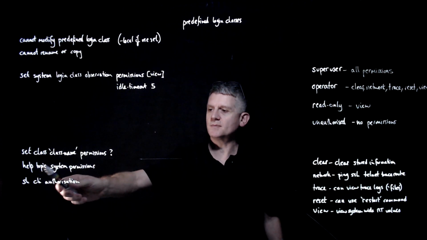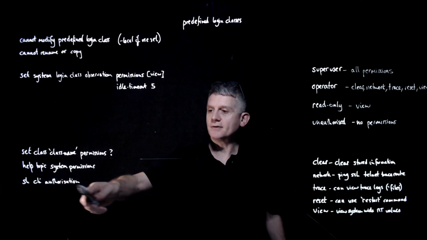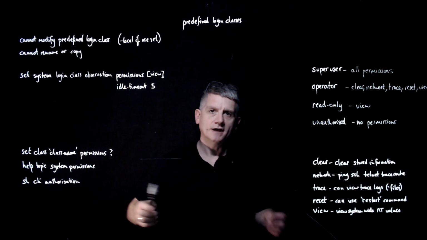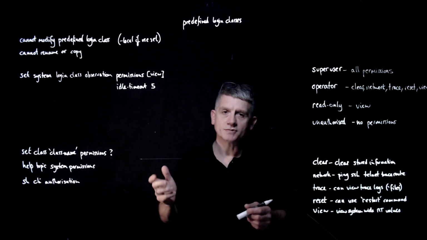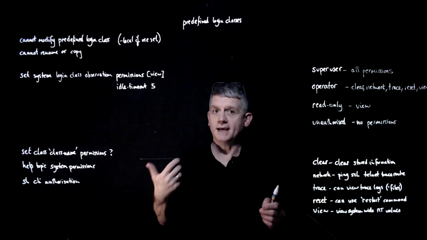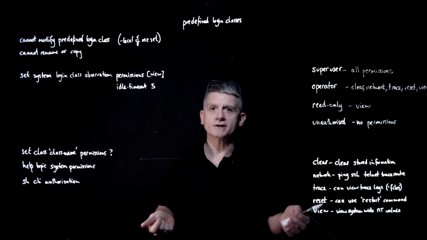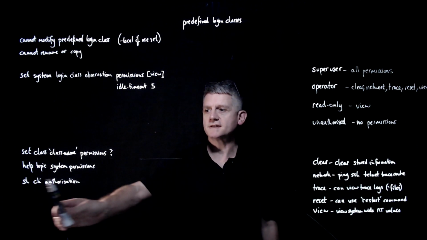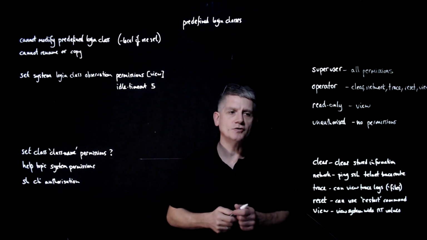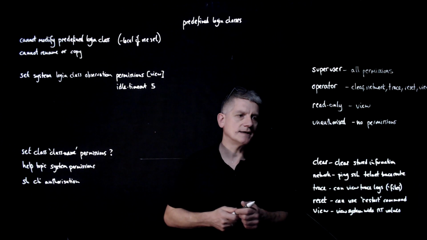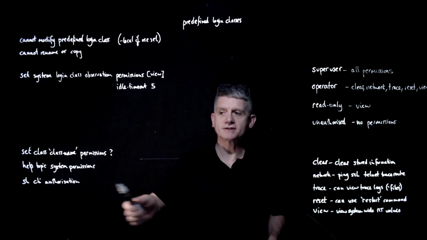There's help topic system permissions. There's show CLI authorization, and this is the most useful. One of the things you can do is just drop into a shell, SU to the new user or a user that's in the class that you're testing with, and then do show CLI authorization once you're in it, and you'll be able to see what's going on there, and that's really worth doing.